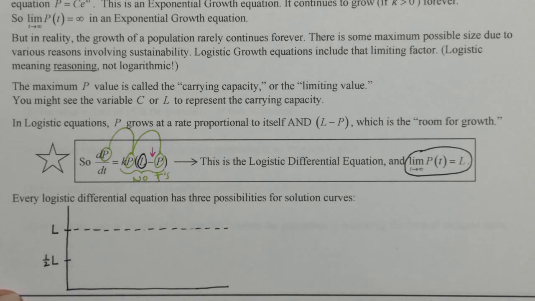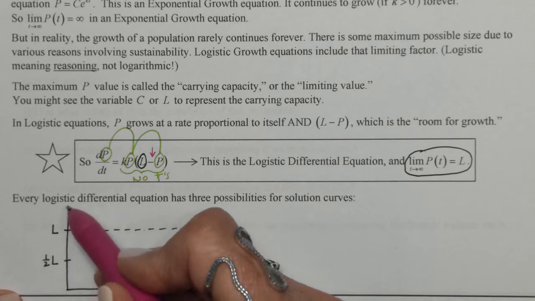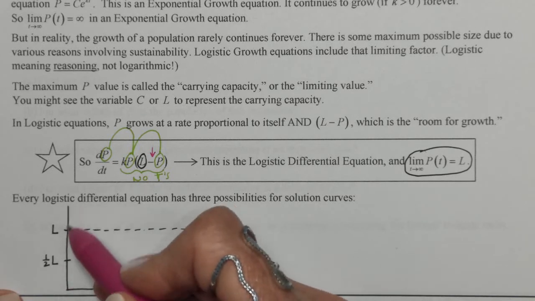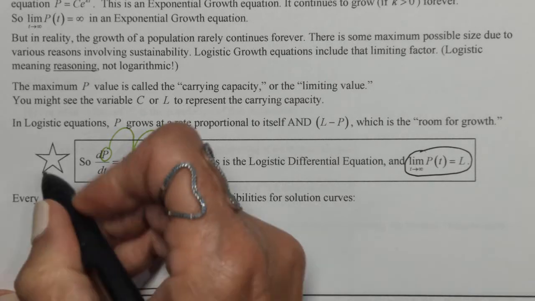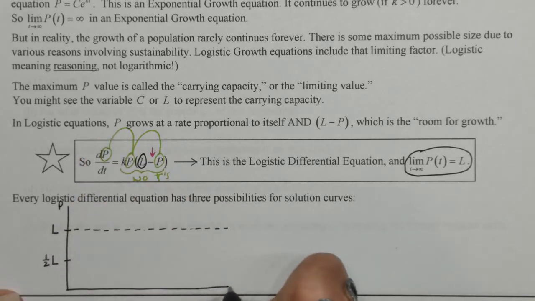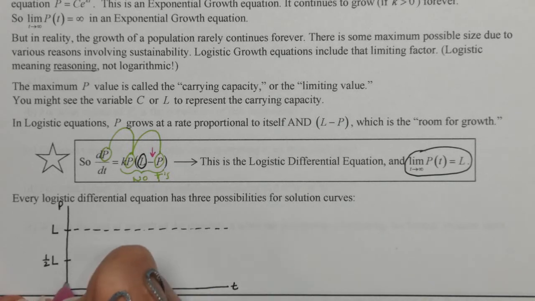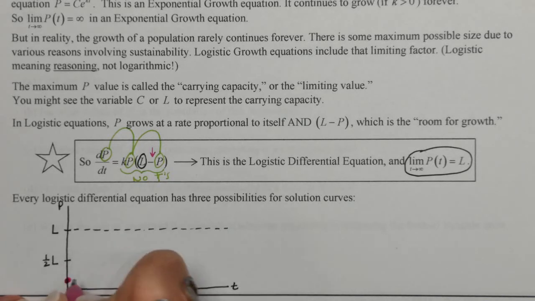The first situation occurs when our initial population, which you will be given, is a value that goes right here on your population axis. This is our population axis. This is our time axis. So let's say that our initial population is somewhere below 1/2 of L. Let's put it down here.